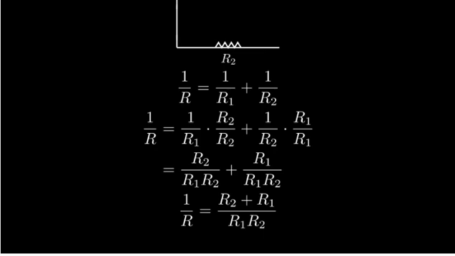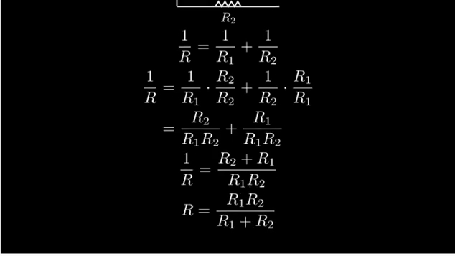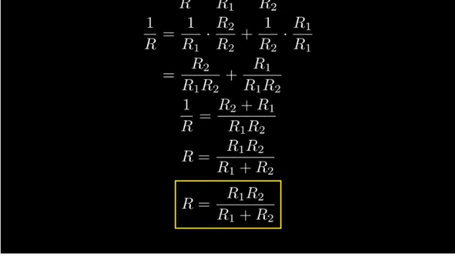Step 2. To solve for R, we'll take the reciprocal of both sides. When we flip a fraction, we also flip its numerator and denominator. And there we have our final answer. The equivalent resistance R equals R1 times R2 divided by R1 plus R2. This is known as the product over sum formula for parallel resistors.